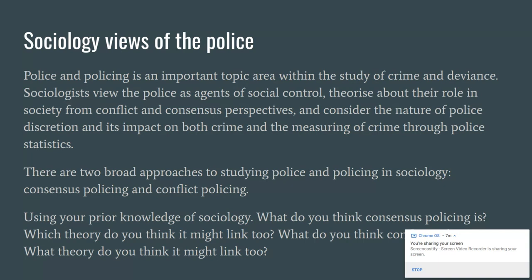There are two broad studies then for police, and it's our consensus policing and our conflict policing. Using your prior knowledge of sociology, I want you to think about what you think consensus policing might mean. And what theory would you link it to? And the same for conflict policing. What do you think that means and what theory might you link it to?